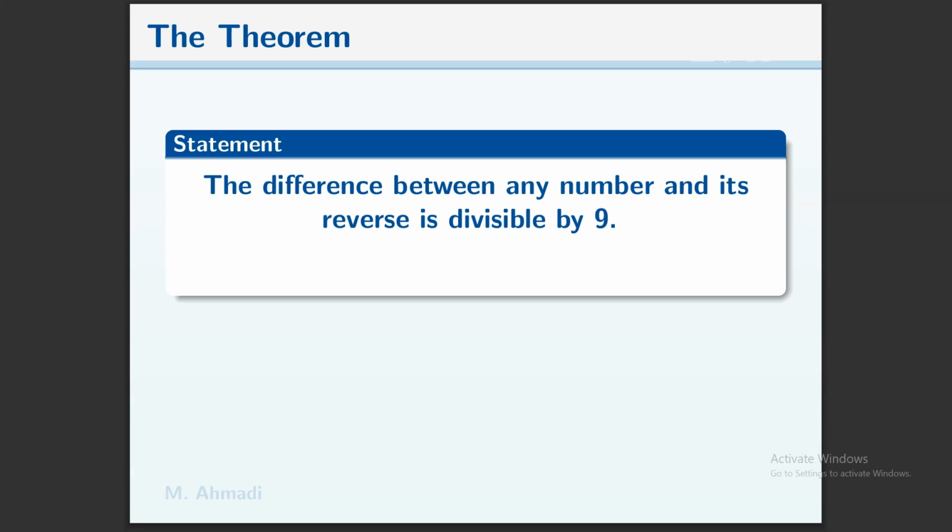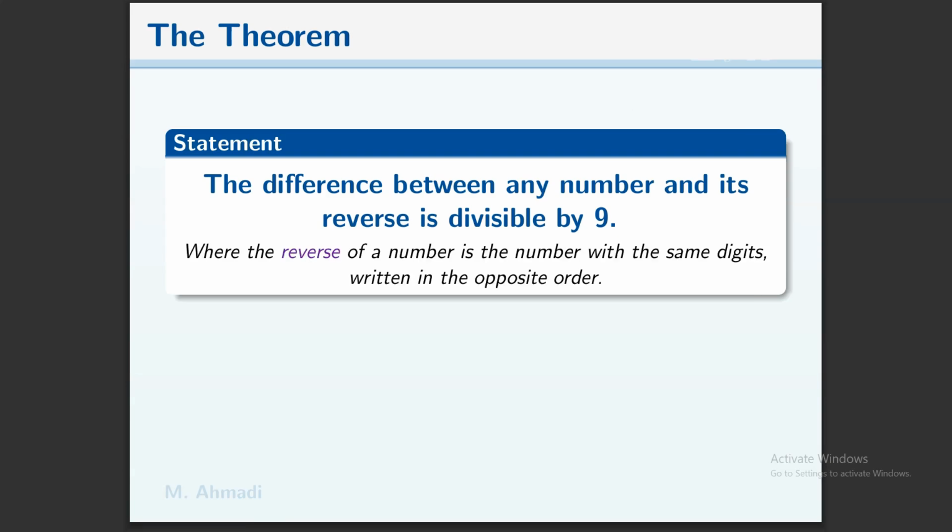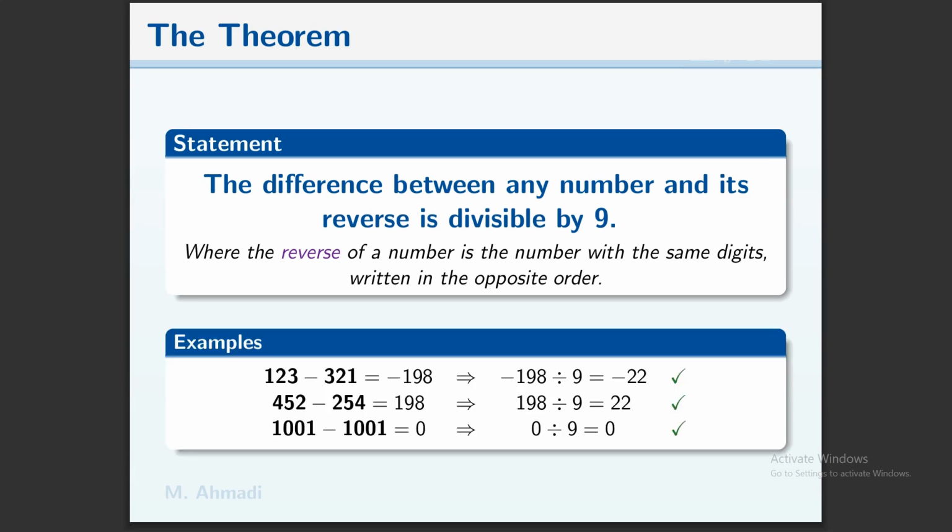The theorem states that the difference between a number and its reverse is divisible by 9. By the reverse, we mean the number with the same digits written in opposite order. For example, 123 minus 321 equals minus 198. 198 divided by 9 equals 22. Minus 22 is divisible by 9.